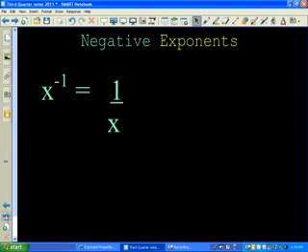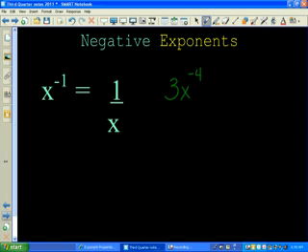Negative exponents. Every time you get a negative exponent, you're going to take that whole power and put a 1 over it. And it's going to change that exponent from a negative to a positive. So for example, if I had 3x raised to the negative 4th. So now, you're saying we have a negative exponent of 4.